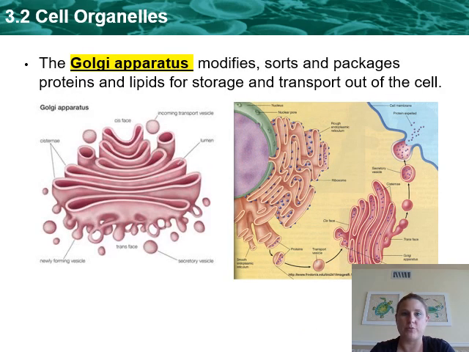Then we have the Golgi apparatus. The Golgi modifies, sorts, and packages proteins and lipids for storage and transport out of the cell. You can kind of think about this like the UPS factory or Amazon, how they package everything up, get it ready, and then ship it off to where it goes. So that's the Golgi.